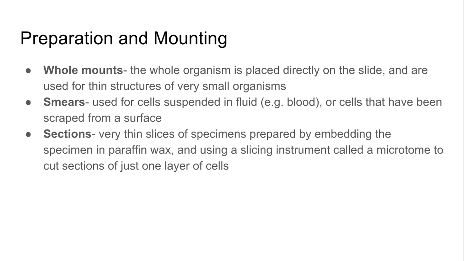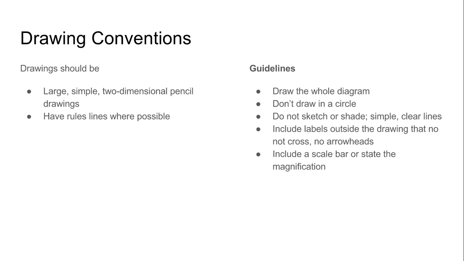Or we can also have sections, which are very thin slices of specimens, which have to be embedded in paraffin wax, and a special slicing instrument called a microtome is used to cut sections that are only 1 cell thick, which allow us to view them in very great detail.